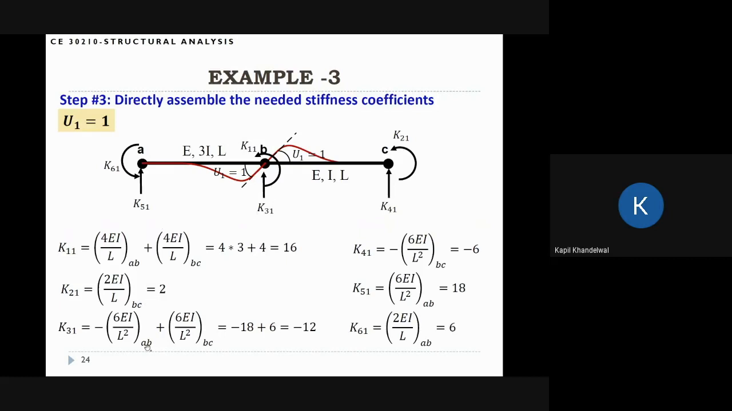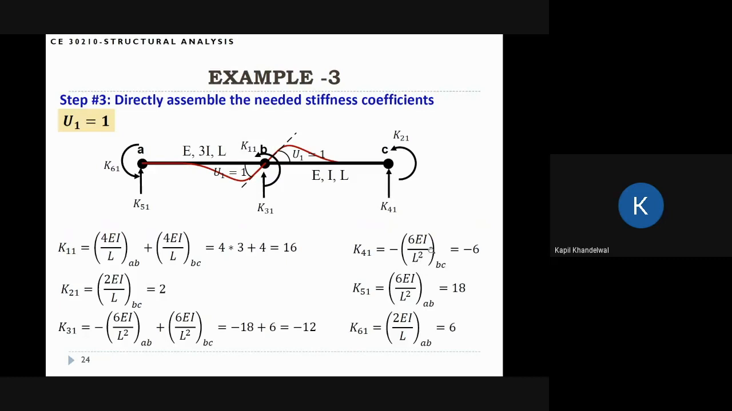K31 is the contribution of AB and BC. So we have to again look at those coefficient sheets, and you will see that for AB, it's actually minus 6EI by L squared, and for BC, it's actually 6EI by L squared. And we have to do the algebra carefully. Again, for AB, I is 3I, so this calculation is 6 times 3, because E and L are all 1. It's minus 18, and the BC calculation is just 6. So minus 18 plus 6 is minus 12. So this is K31.